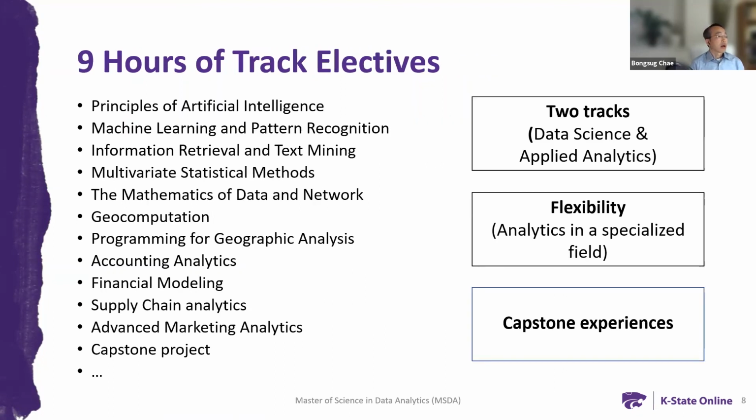On the next slide, we do have elective courses, and students choose 9 hours from these elective courses here. Principles of artificial intelligence from CS, and also machine learning and pattern recognition courses, information retrieval and text mining courses. And these are the courses from the CS department. So these are the courses for more of the data science track. And also we have courses from the statistics department, multivariate statistical methods and categorical data analysis courses. Again, those courses are more for data science.